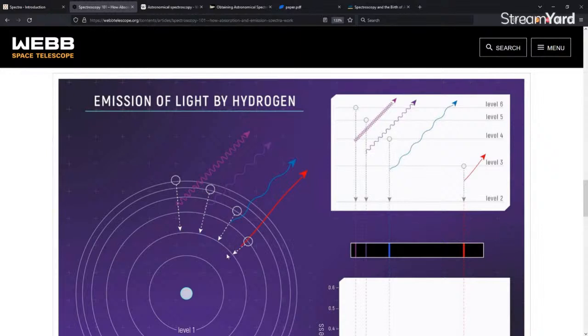Now, is that the reflection? No, this is just emission. Well, the electron had gotten excited up to here, and then it fell back down.